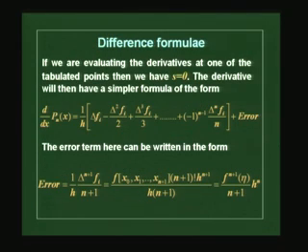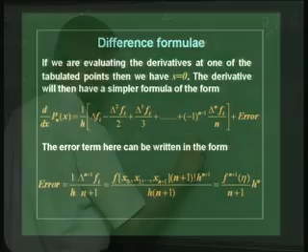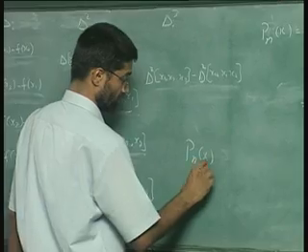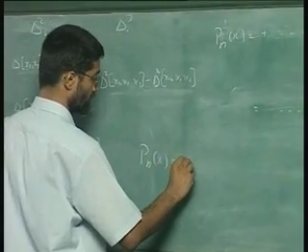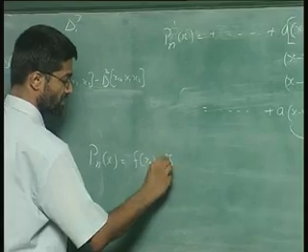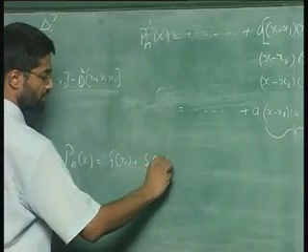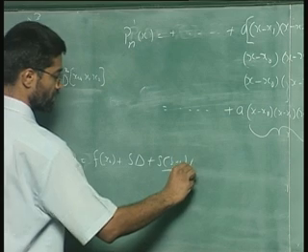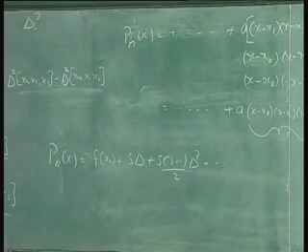s into s minus 1. So I don't have the polynomial here. So we'll have the polynomial now, Pn of x at any point. As we saw, it is f of x0 plus s into delta plus s into s minus 1 by 2 into del 2, etc. Okay, so we could write the polynomial in this fashion. We have seen that earlier.